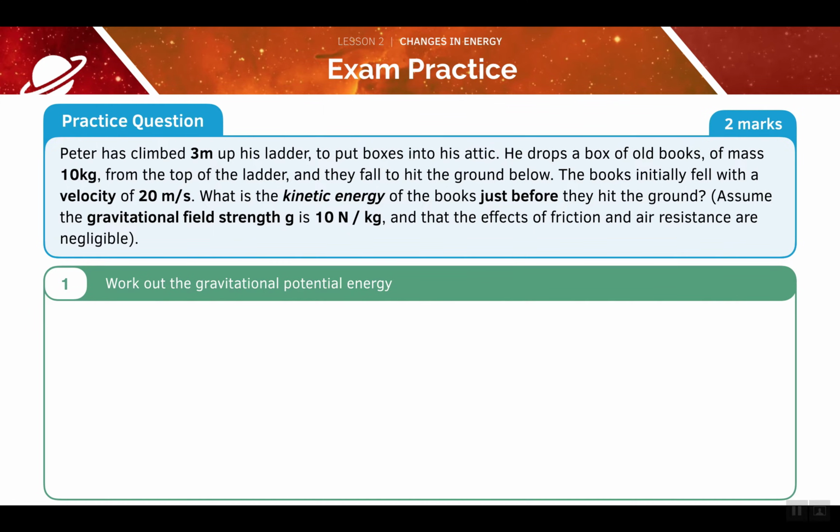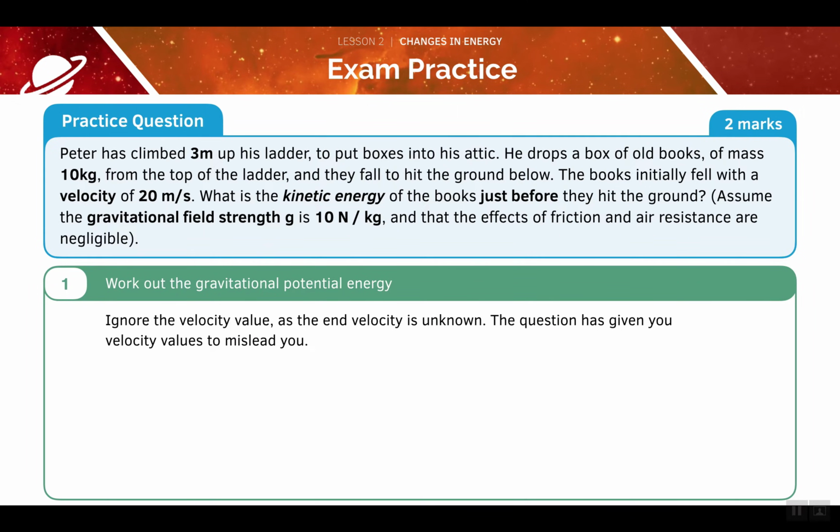Firstly, we need to work out GPE. This is the same formula that we've been using throughout this section, which is GPE is equal to mgh. In this question, we can ignore the velocity, as it's totally unnecessary. It's just there to put you off, but don't fall into this trap. Now we can work out the GPE of the box at its highest point.